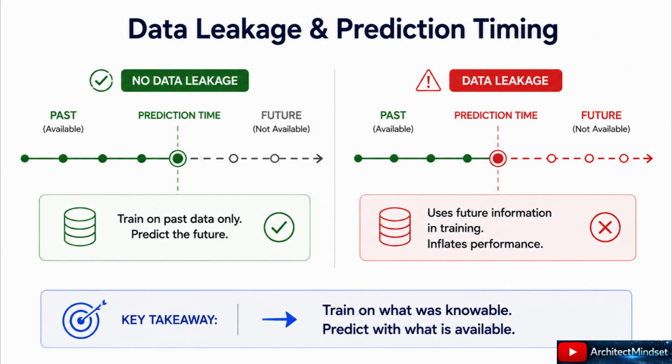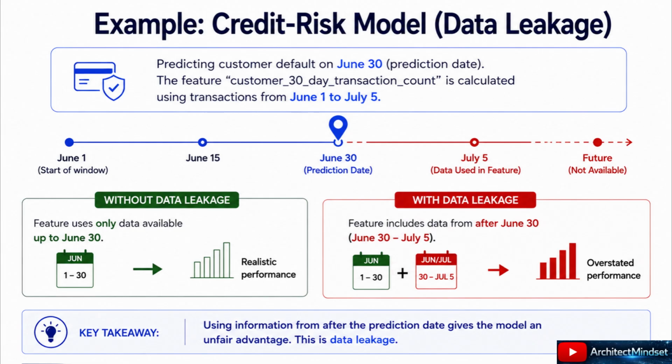Data leakage is one of the most dangerous issues in machine learning. Unlike obvious modeling errors, it can silently inflate performance by exposing the model to information that was unavailable when the prediction should have been made. Consider a credit risk model predicting customer default on June 30. Suppose a feature like customer 30-day transaction count is calculated using transaction data from June 1 through July 5. Now, in this case, the model may perform exceptionally well because the feature includes information from after the prediction date. In effect, the model has been given a glimpse into the future, and this is what data leakage is.